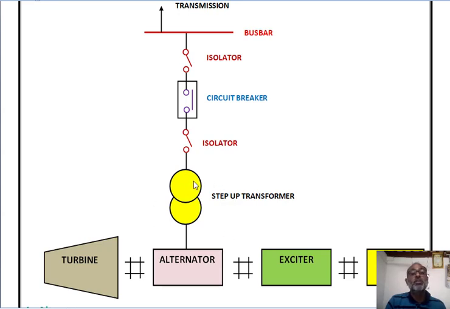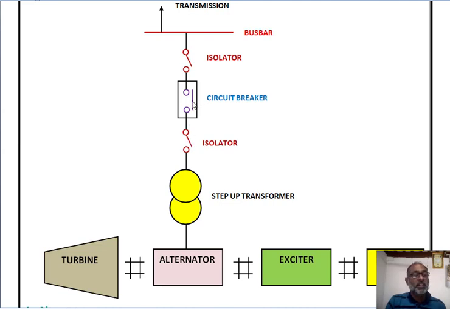So what is the main function of the transformer? The transformer steps up the voltage. Whatever voltage is generated by this alternator, 11 kV, it is stepped up by the step-up transformer up to 132 kV, 220 kV or 400 kV. Here a forced oil cooling type transformer is used.